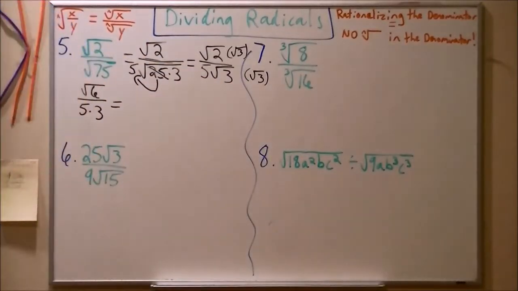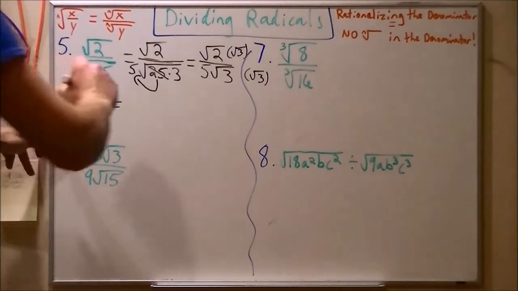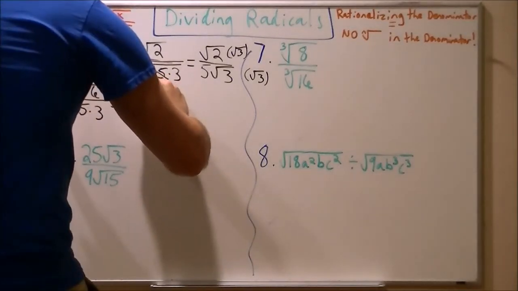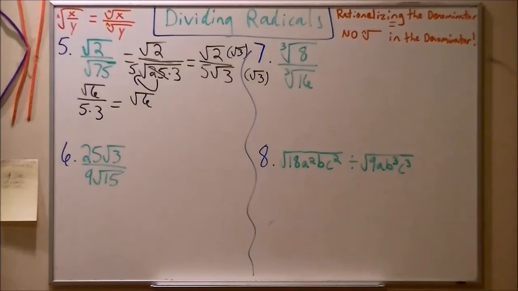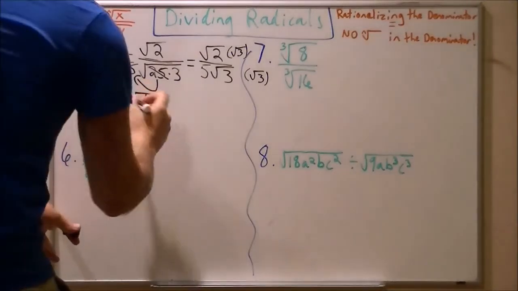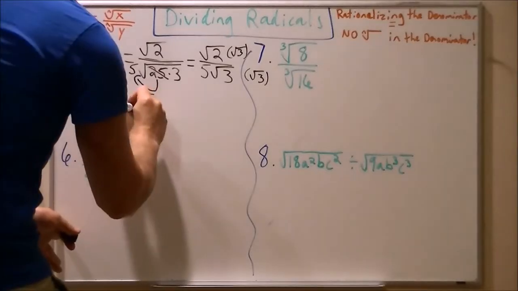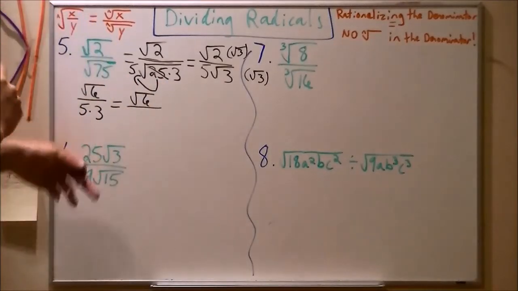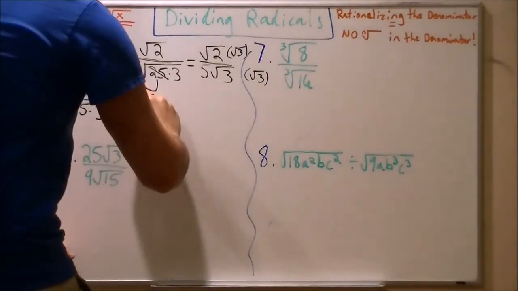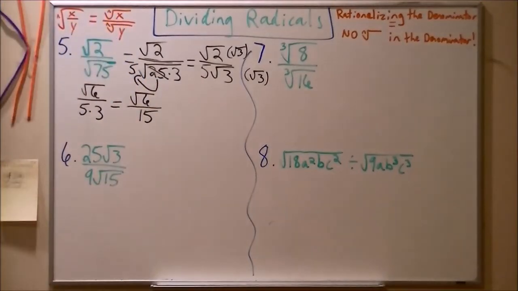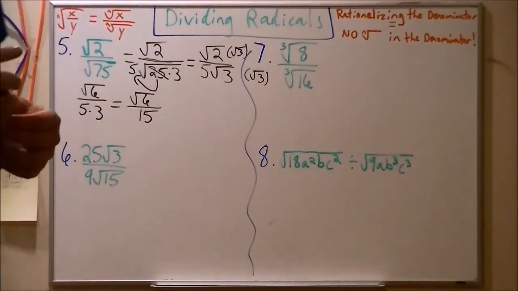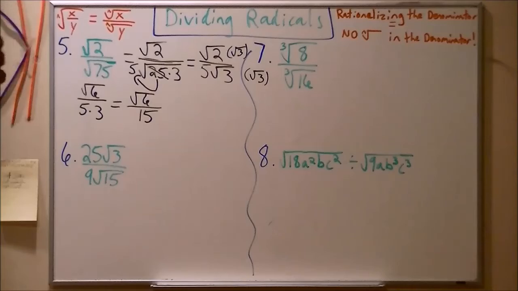Okay, well, let's simplify from that point. Square root of 6 cannot break down any further because there are no perfect squares as factors of 6. That remains the same, just 3 and 2, so you see you can't do anything with those. Over, what's 5 times 3? 5 times 3 is 15. And voila, that's my answer. Square root of 6 over 15.